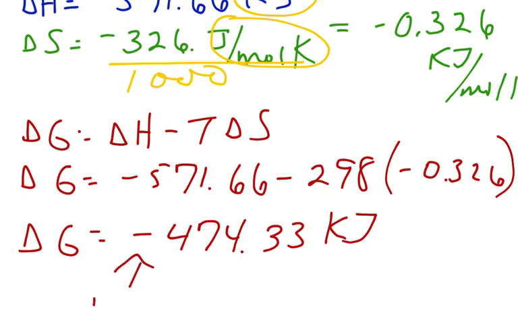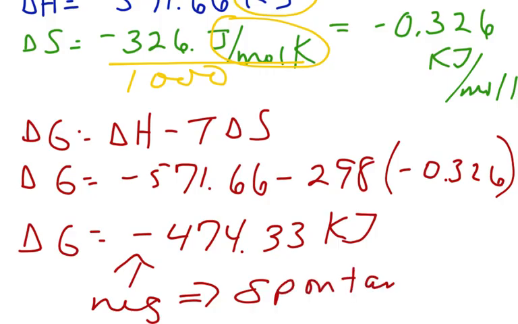Because this value is negative, it tells you that this is a spontaneous reaction. It actually occurs the way it's been written. If it were positive, it would tell you that actually the reverse reaction is the one that happens, not the one that you wrote down on the paper.